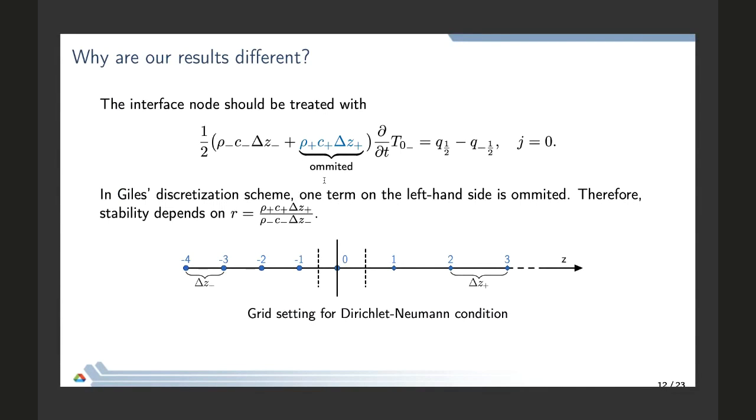So I would not say their results are wrong. It really comes down to how we treat the interface node. Also, our results suggest that this kind of loss of stability can be cured by modifying the discretization scheme.